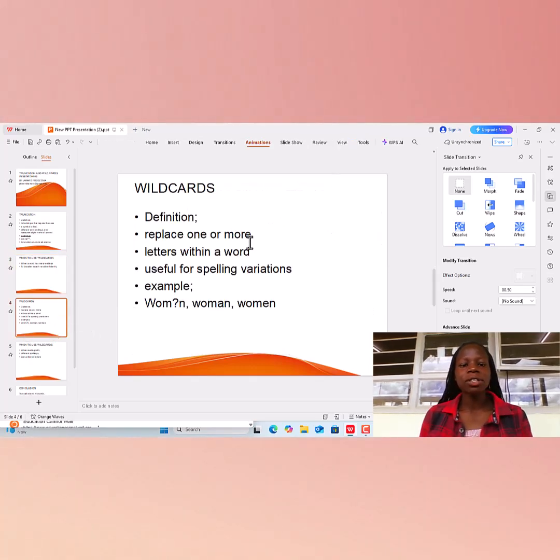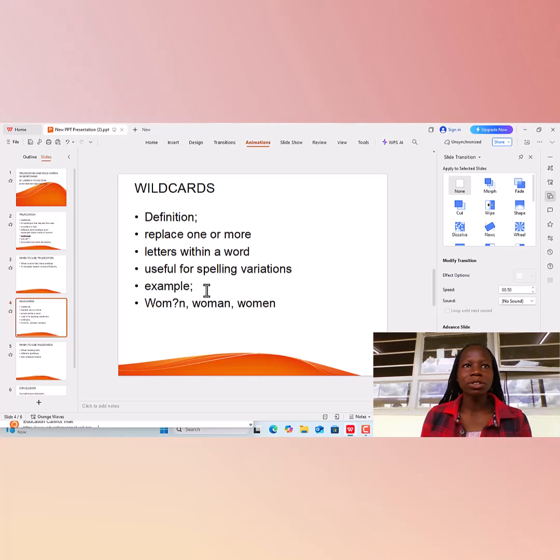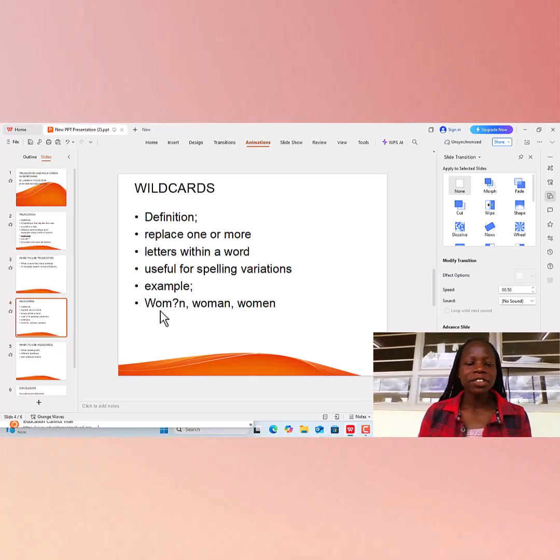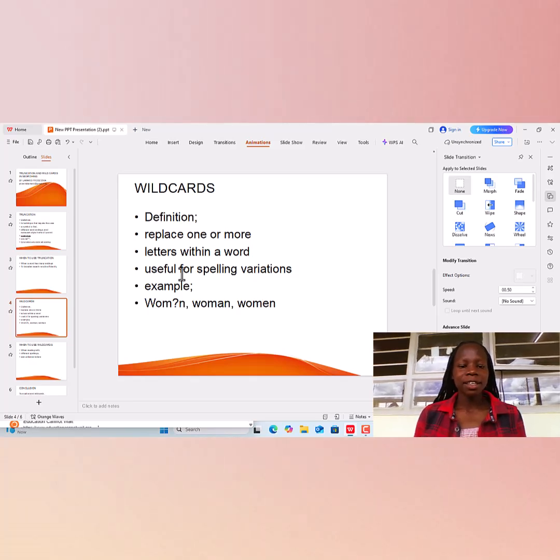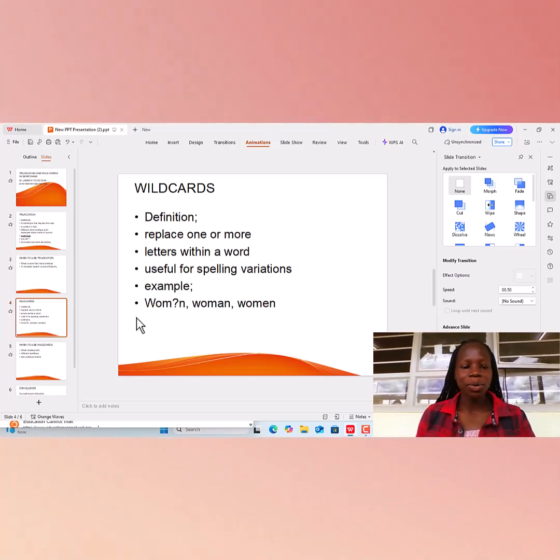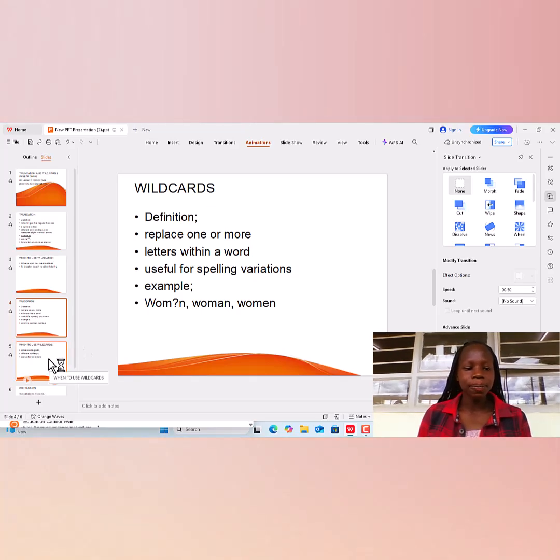Then we have what we call the wildcards. By definition, it is used to replace one or more letters within a word, useful for spelling variations. For example, when you want to write woman, you can write woman with a question mark to replace the letter A in woman to mean woman or women. So it will simplify your work. You can use this to simplify your work, like to replace one or more letters but meaning the same thing.